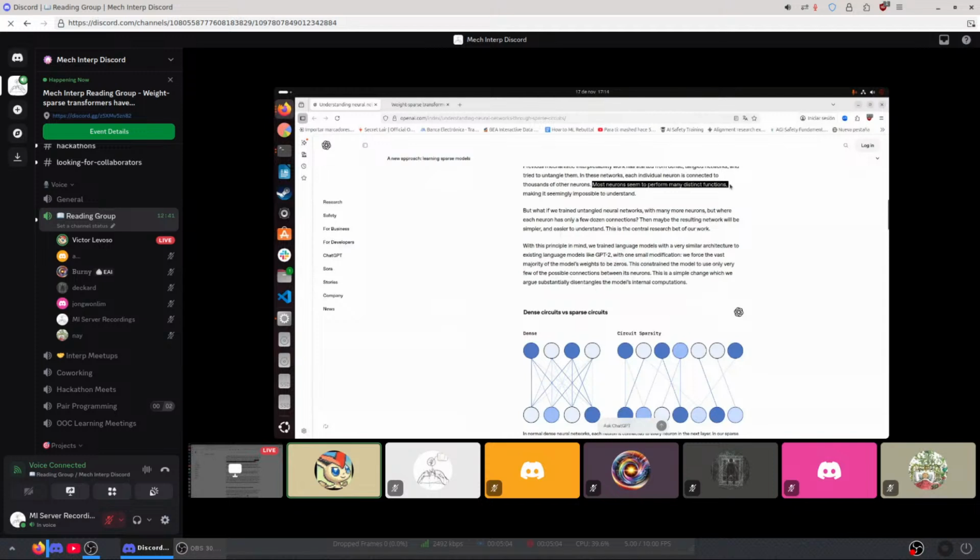Most networks perform many distinct functions, making them seemingly impossible to understand. But what if we trained disentangled neural networks, with many more neurons, in which each neuron only has a few dozen connections? Huh.